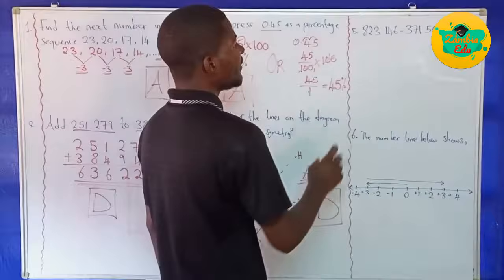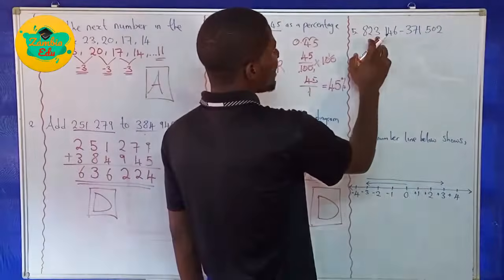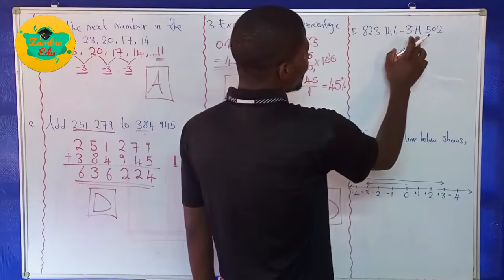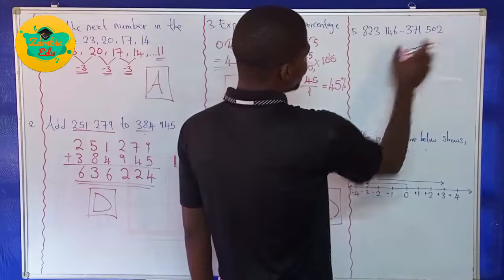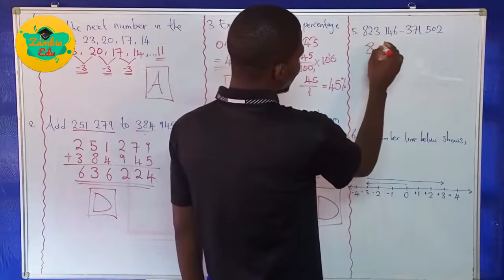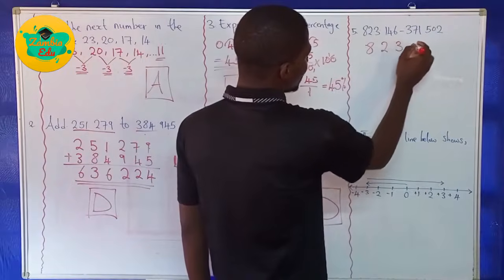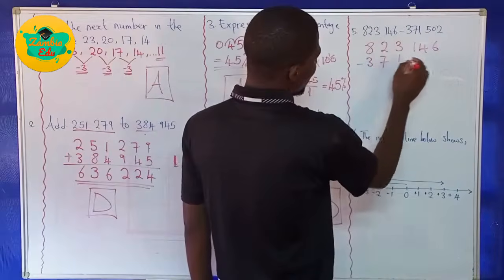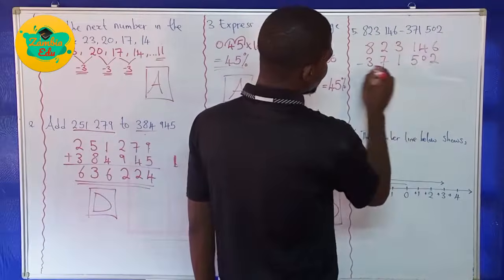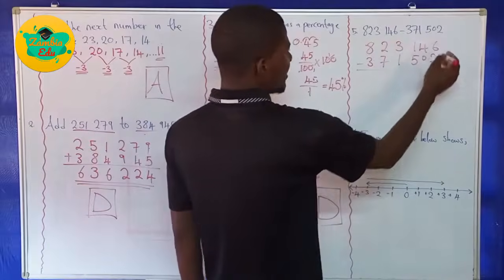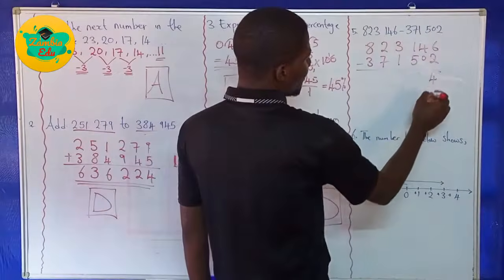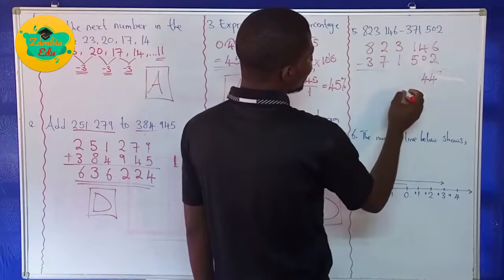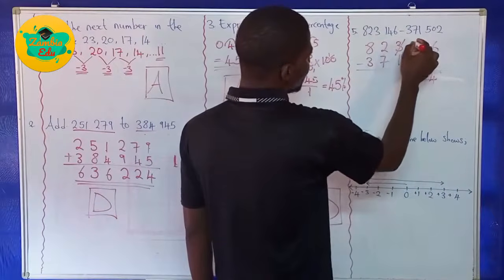Number 5, we've been given 823,146 minus 371,502. So there, we quickly subtract in that way. You do that. 6 take away 2, you have a 4. 4 take away 0, 4. 1 take away 5, it can't. Borrow 1 from that one, it becomes 11.